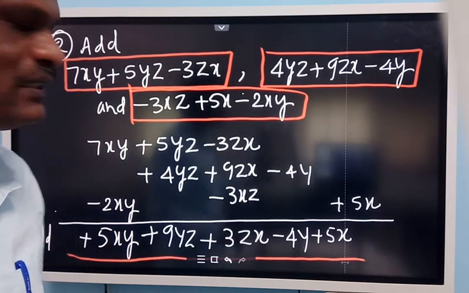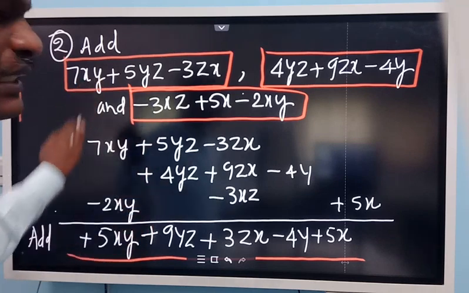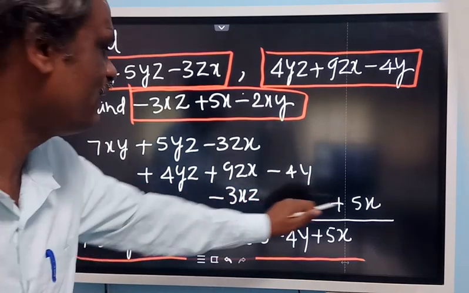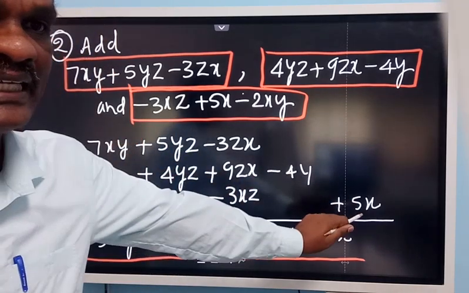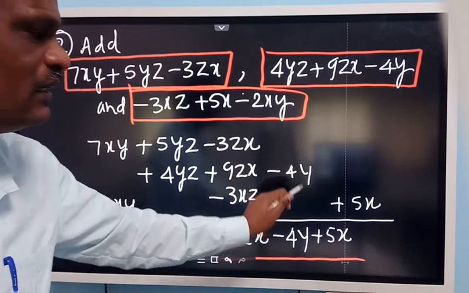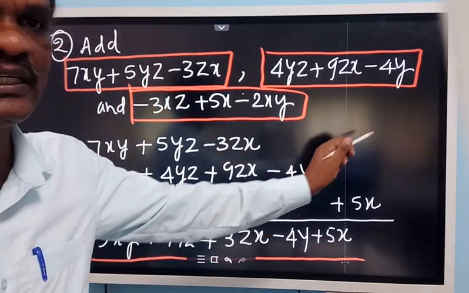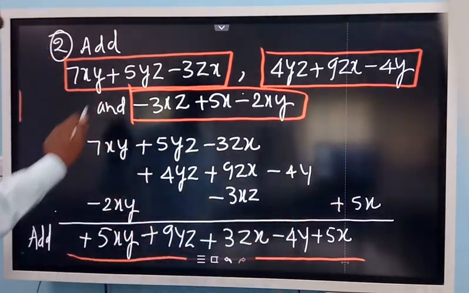Addition of expressions, you have to add only the like terms. And while writing, you write the like terms one below the other. You cannot write this 5x with other terms because it's unlike. You cannot write 4y with any other terms because it's unlike. Unlike terms should be written separately. Like terms should be together.